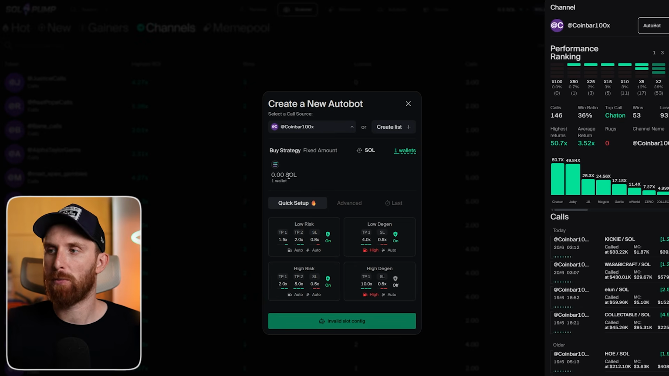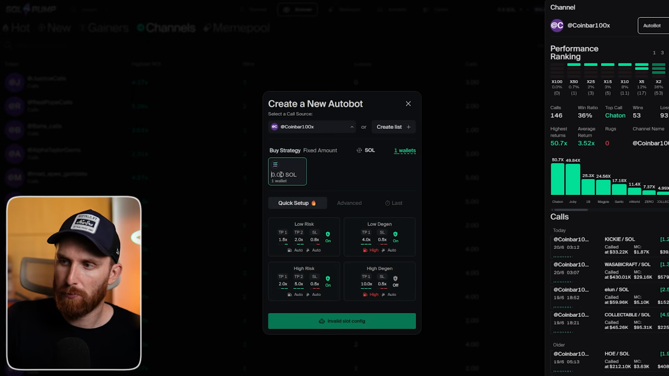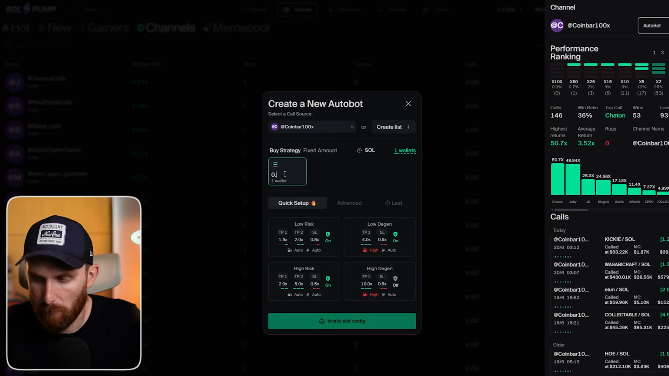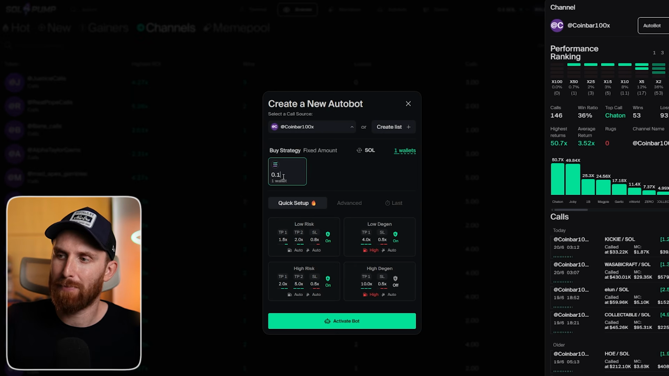Next up, you can select how much money you want to buy, a fixed amount. So basically, if this wallet calls a token, you're going to buy the amount you put right here. For example, if you put 0.1, and this guy calls out a token, you will automatically buy this amount.